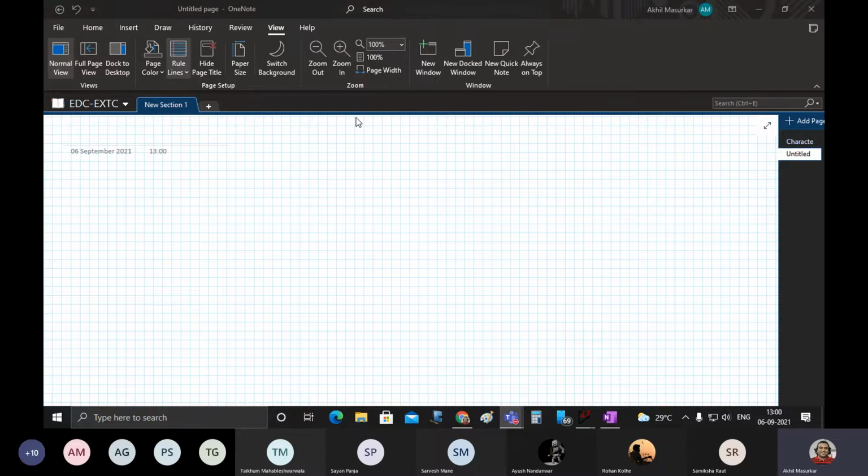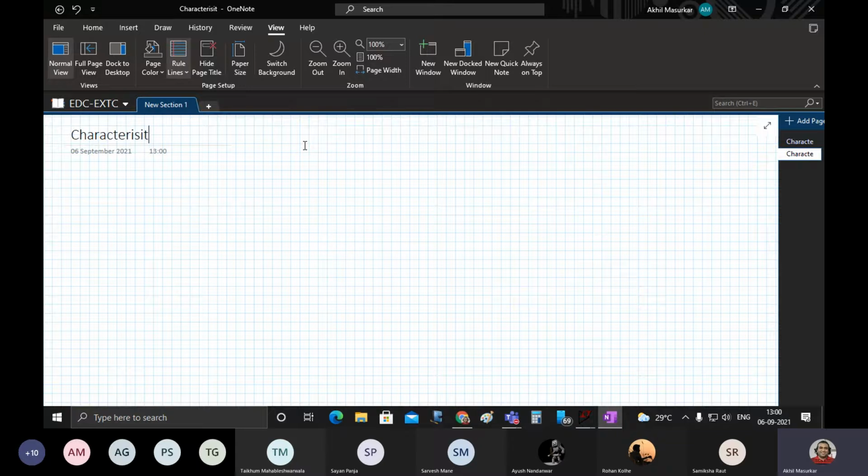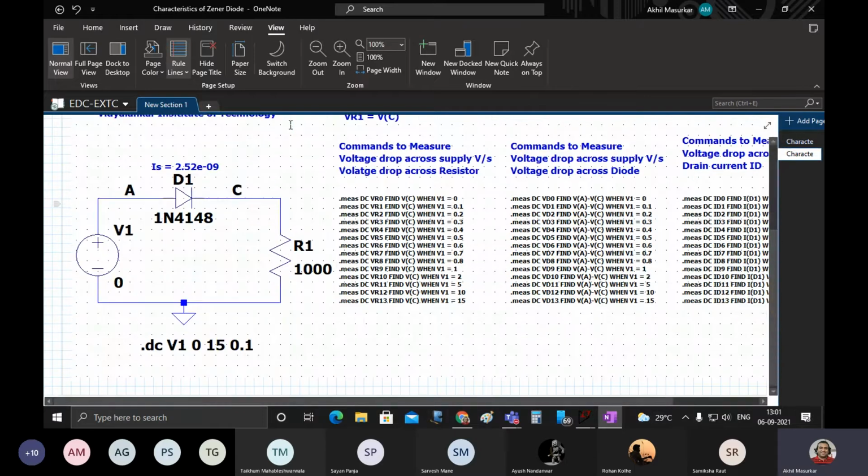Okay, so let us begin with our second experiment, that is the characteristics of Zener diode. The main intention of doing this experiment is we will be studying circuits, that is basically a voltage regulator circuit based on the Zener characteristics. So that is why we need to do an experiment to actually study how the Zener diode will work in a voltage regulator. This experiment I'll write: characteristics of Zener diode.